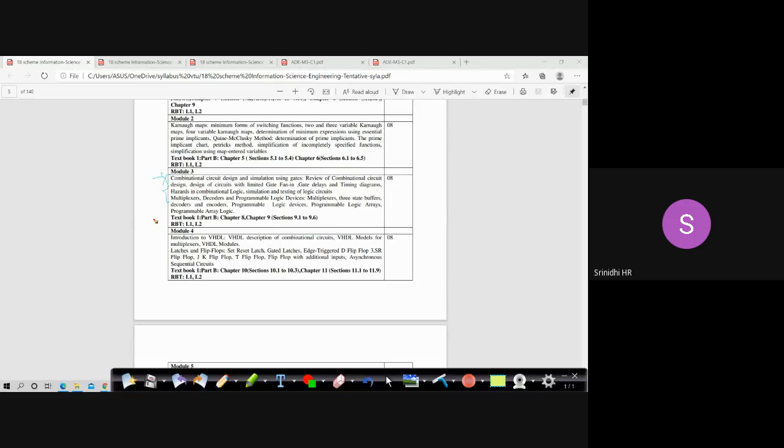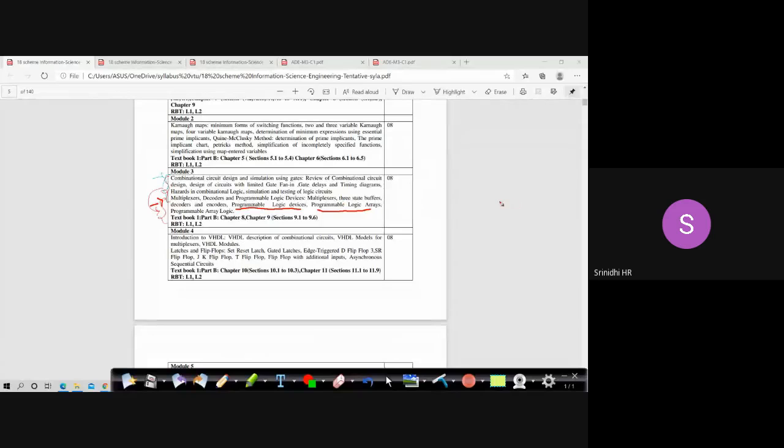The very first chapter deals with all the possible combinations of combinational circuits. In the second chapter, we have the implementation of combinational circuits. Examples are multiplexers, decoders, encoders, and a very important concept called programmable logic devices and programmable logic arrays, that is PLA, PLDs and PAL.